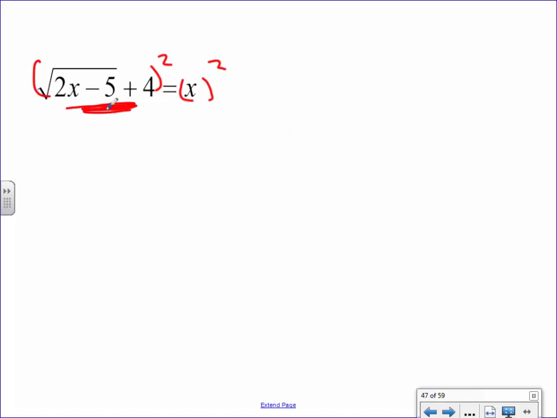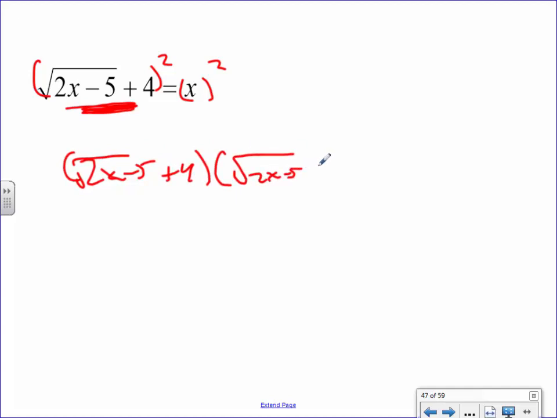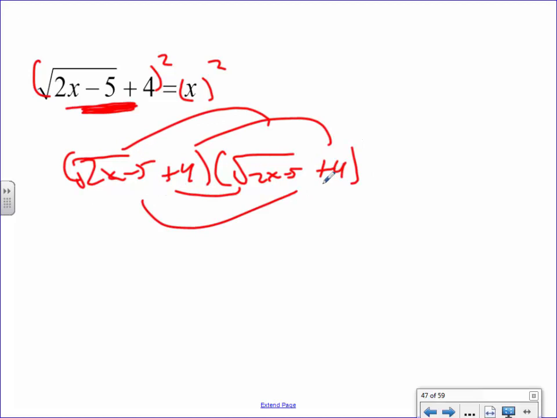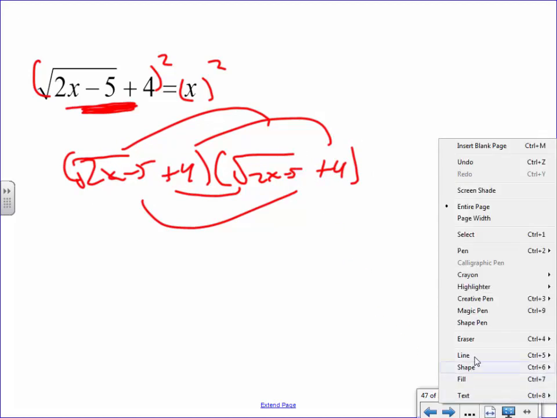Because what does this right here mean if you write it all in brackets squared? It means to FOIL it, yeah. It really means to write 2x minus 5 square root plus 4, and then a second square root 2x minus 5 plus 4. And in theory, sure, I could FOIL this thing. That's a lot of work. Opportune moment. Watch this instead.